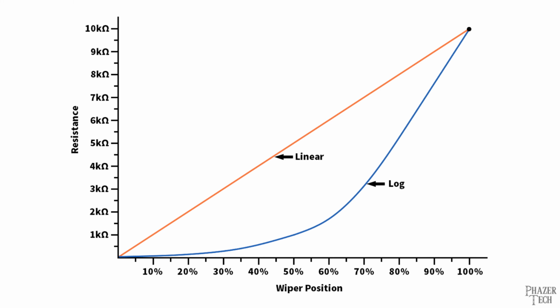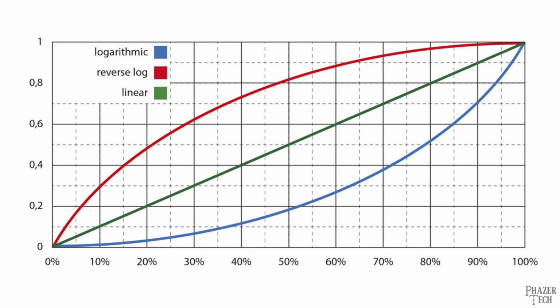As you begin to turn the pot, the resistance will slowly change until you get about halfway, at which point the change in resistance will rapidly increase as you turn it up all the way. A reverse log does the opposite. It starts off with a rapid change and then slows down as you get to the end.